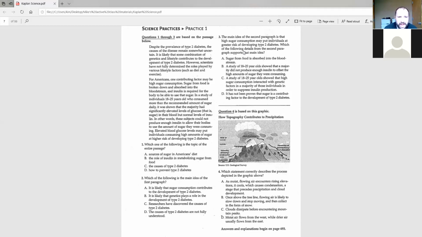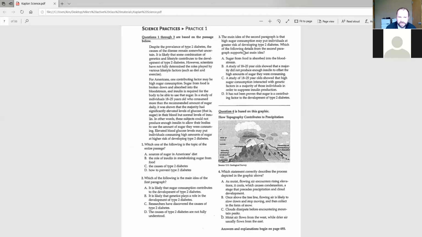So the passage says, despite the prevalence of type 2 diabetes, the causes of the disease remain somewhat uncertain. It is likely that some combination of genetics and lifestyle contributes to the development of type 2 diabetes. However, scientists have not fully determined the roles played by various lifestyle factors, diet and exercise. For Americans, one contributing factor may be high sugar consumption. Sugar from food is broken down and absorbed in the bloodstream, and insulin is required for the body to be able to use that sugar.